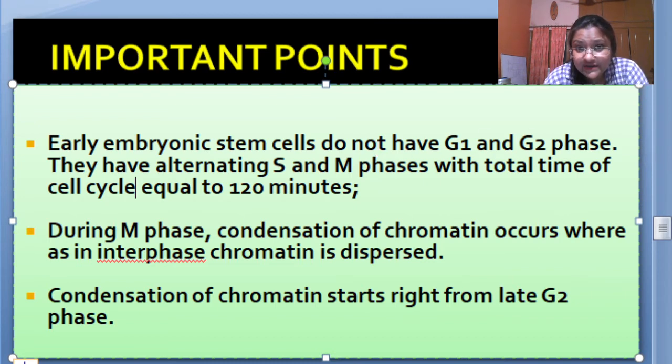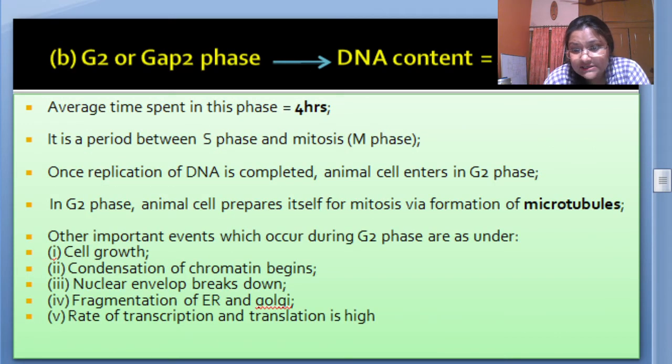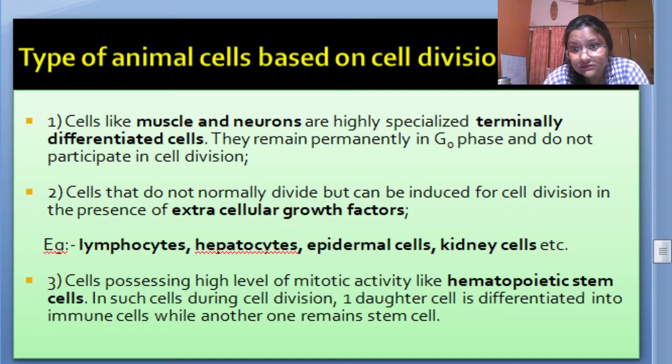is the G1 phase, then 8 hours is the S phase, and 4 hours is the G2 phase, right? So how much is it? 11 plus 8 plus 4, 23 hours, plus 1 hour. The somatic cells spend 1 hour in which phase? Mitotic phase. So the total time is 24 hours.